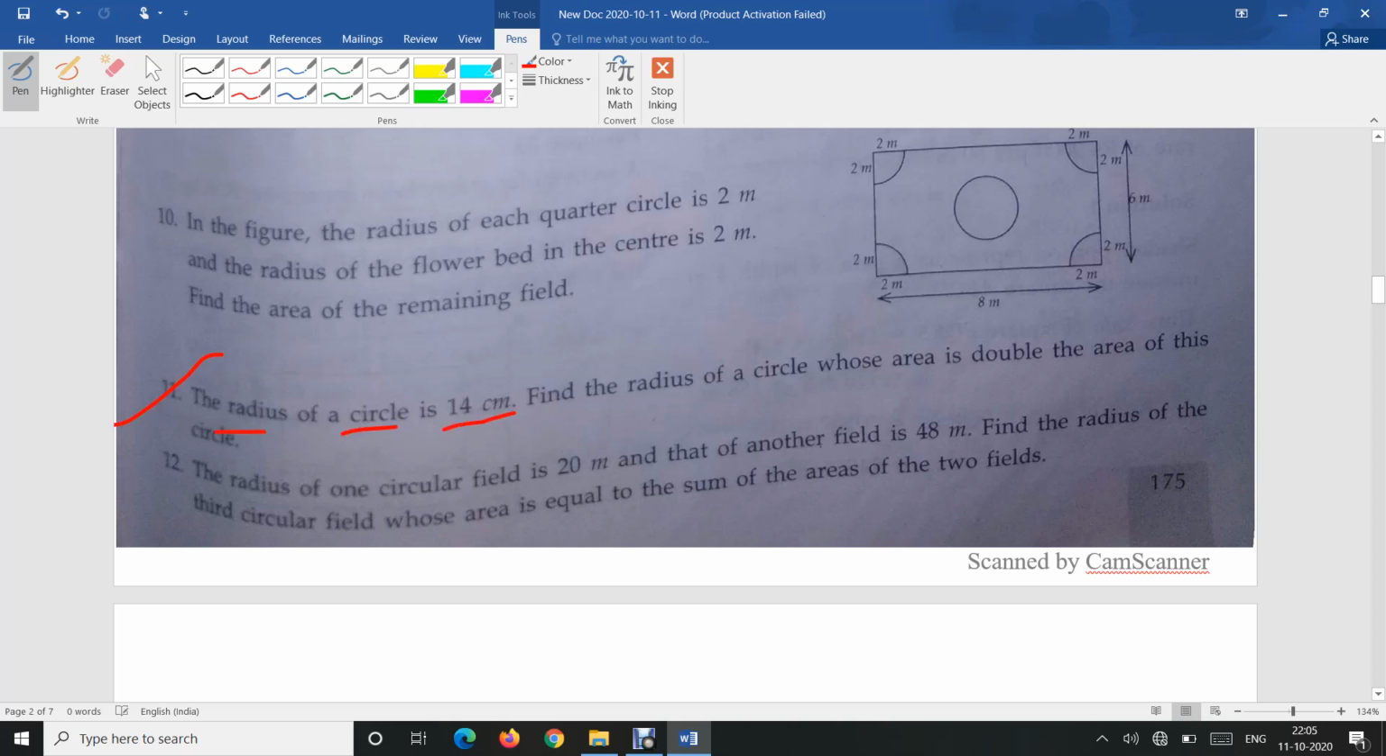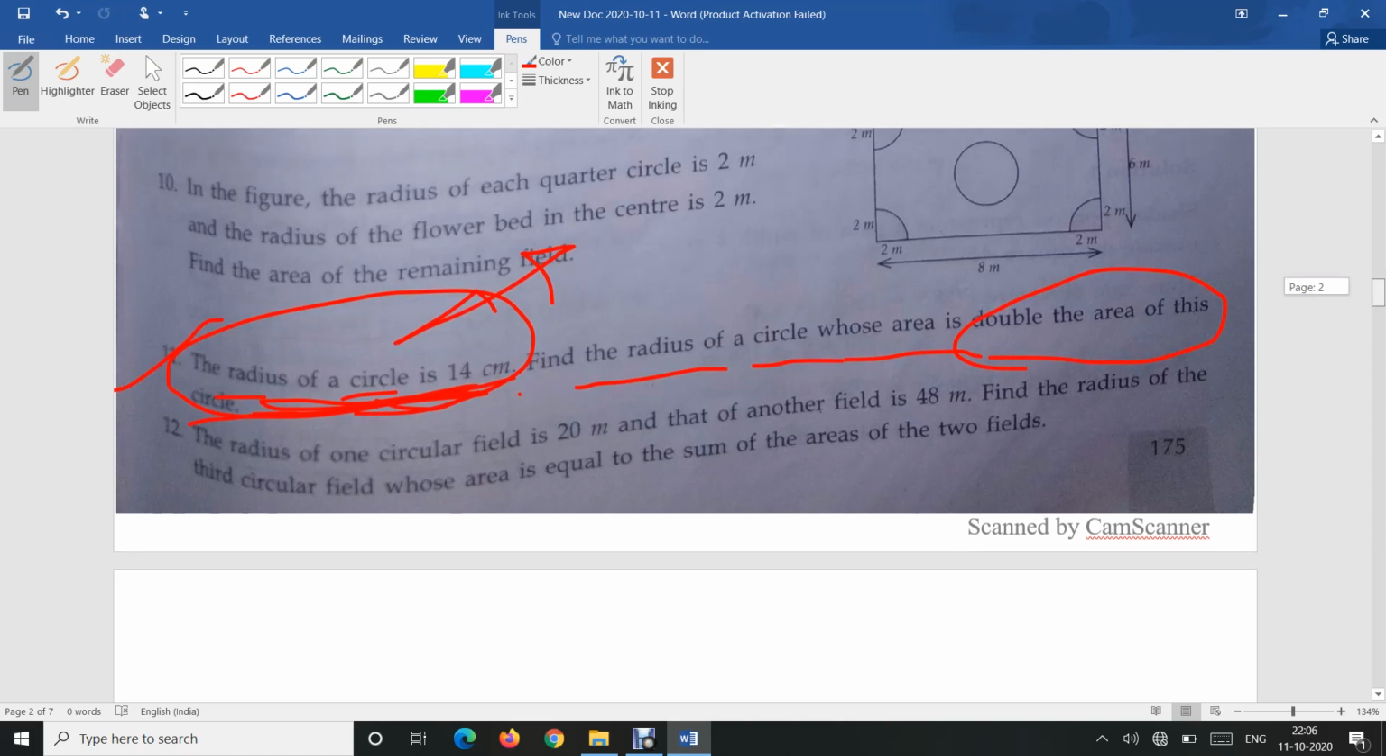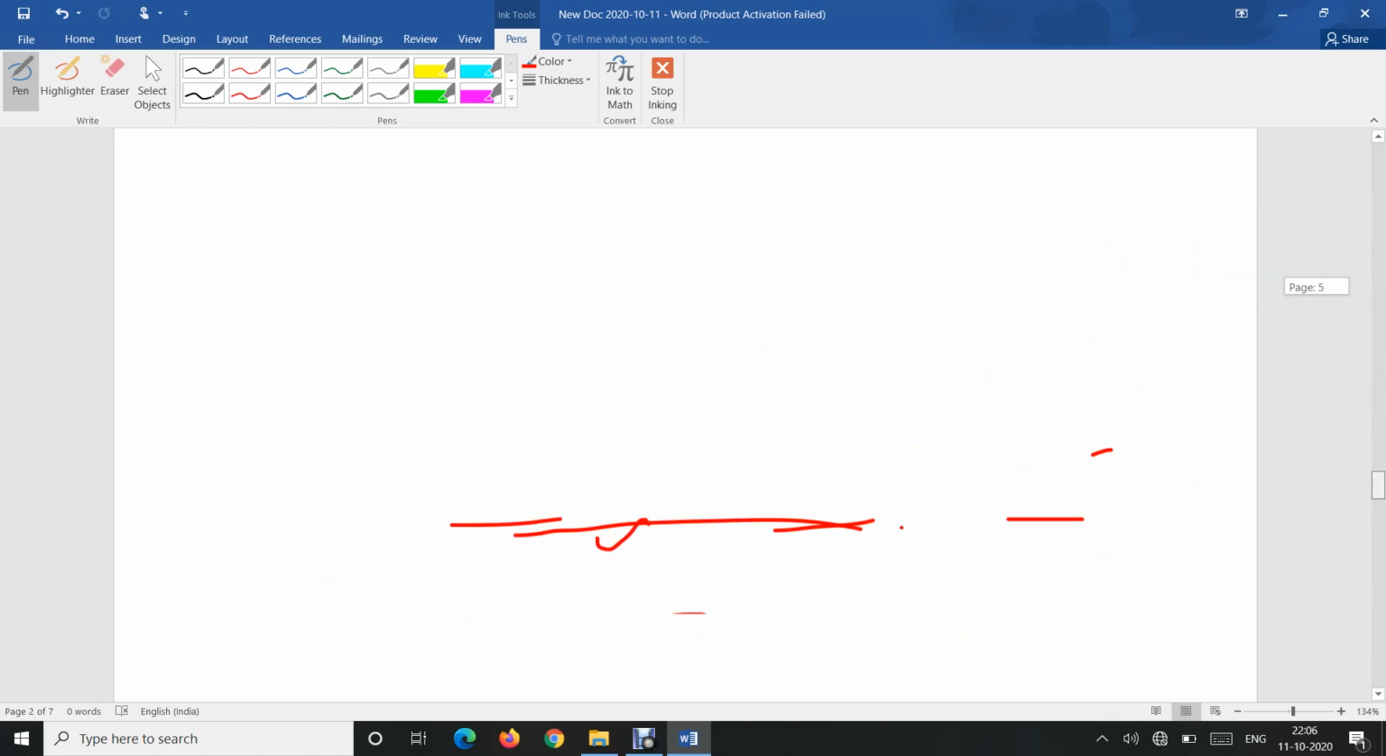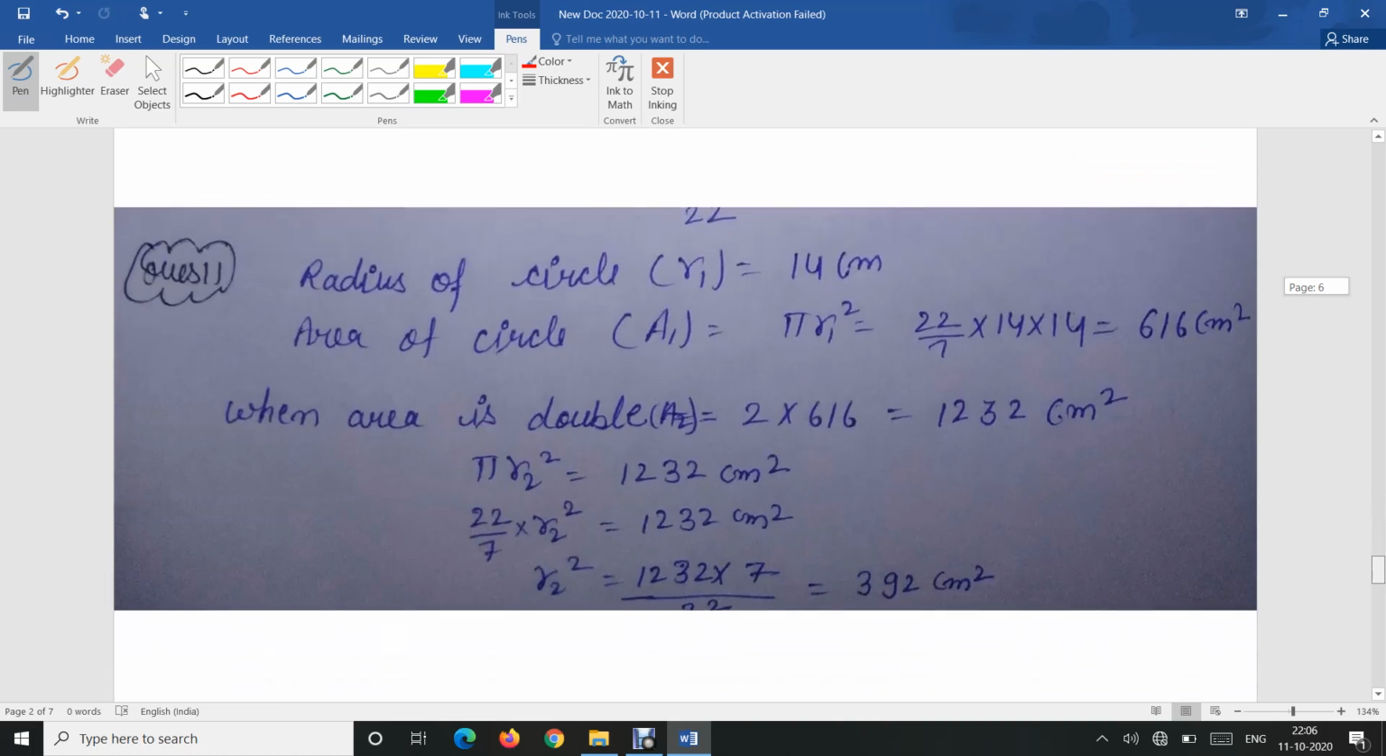The radius of a circle is 14 centimeter. Radius is given, and find the radius of a circle whose area is double the area of this circle. Double the area of this circle, that means you have to find the area of this circle, and after finding out the area of this circle you have to double that, and from here you will find out the radius of the other circle. See the solution for this question also.